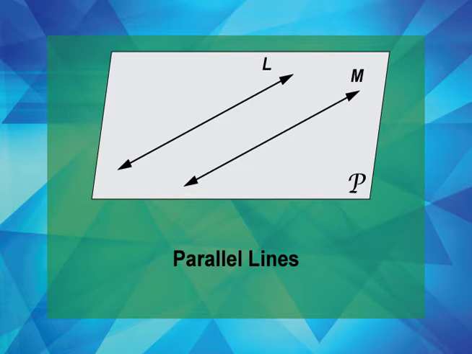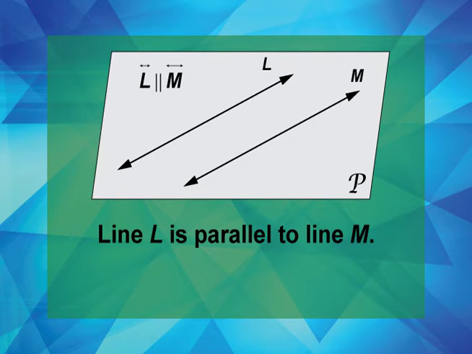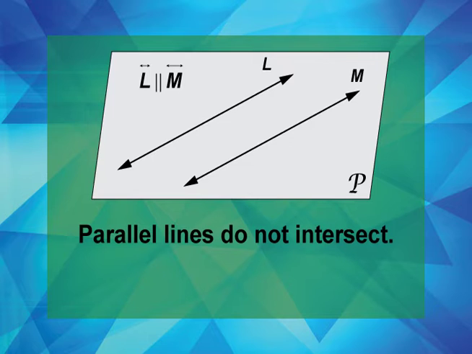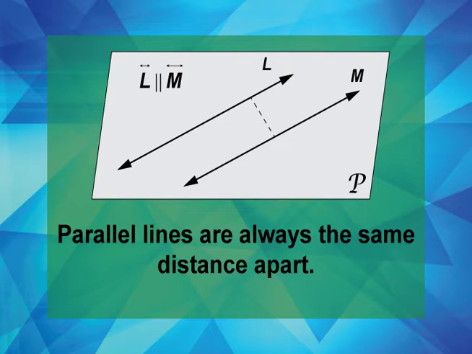In this illustration, line L is parallel to line M. Two lines are parallel if they are coplanar and don't intersect. Lines extend to infinity in both directions, so when we say that parallel lines don't intersect, that means they never touch, no matter how long the lines are. This means that parallel lines are always the same distance apart.